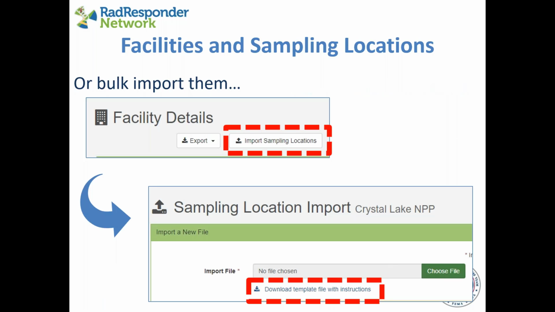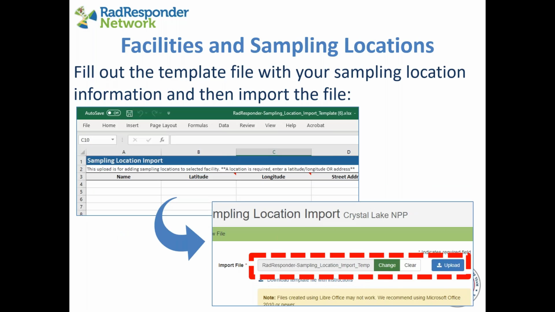From that facility's details page, I can click import sampling locations, and then I'll download the template file with instructions, which is going to bring me to an Excel spreadsheet. I'll fill out the name, either enter the lat long or the address of my sampling location, and then import it into RadResponder. This is really useful if you have, say, a dozen or more sampling locations. It's a lot less time consuming to enter them in bulk than it is entering them individually.